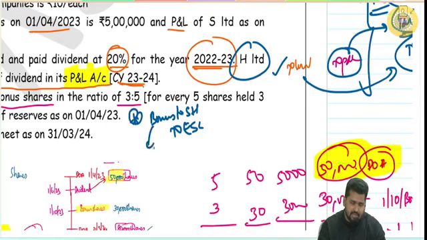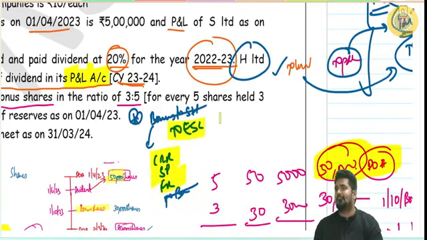Then you have to write it off using what? Reserves: CRR account, securities premium account debit, free reserves account debit to bonus to shareholders. If you cancel bonus to shareholders, what is the net entry? Reserves account debit to equity share capital. Therefore, for bonus, what is the journal entry? Reserves account debit to equity share capital.